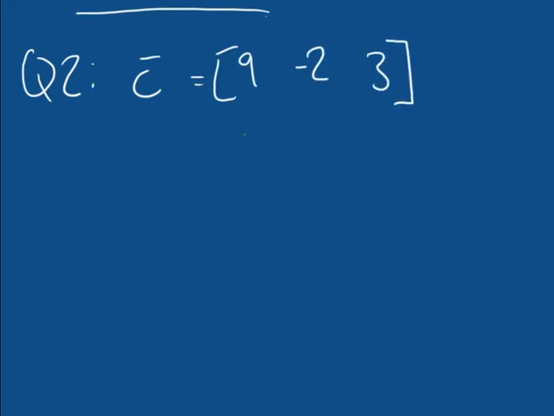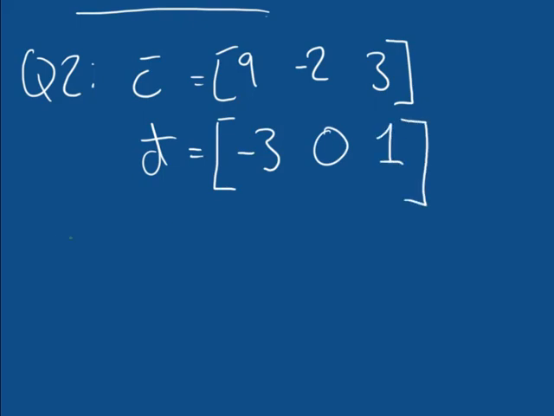Moving on. Question 2 is going to be a similar question. Again, I'm going to give you two vectors. In this case, this is vector C, which is equal to, let's say, 9 in x, minus 2 in y, and 3 in z. And a vector D, which is equal to, let's say, minus 3 in x, 0 in y, and 1 in z. And again, I'd like you to calculate the dot product of C dot D. So go ahead and pause the video, and when you come back, I'm going to work through the solution here on the whiteboard.